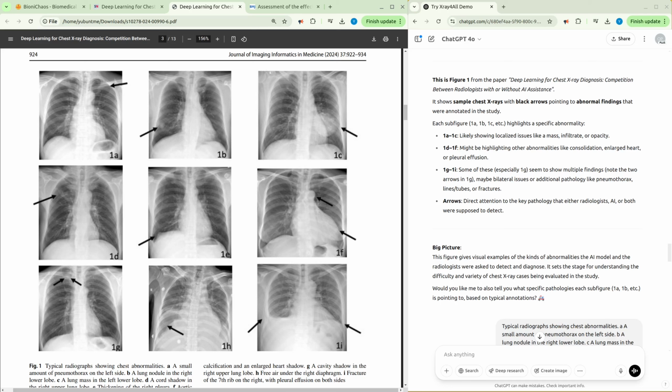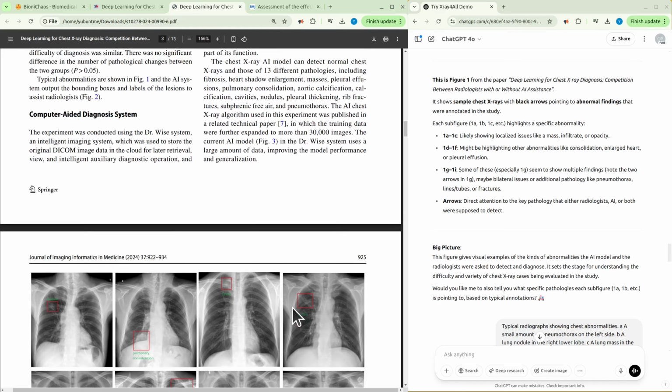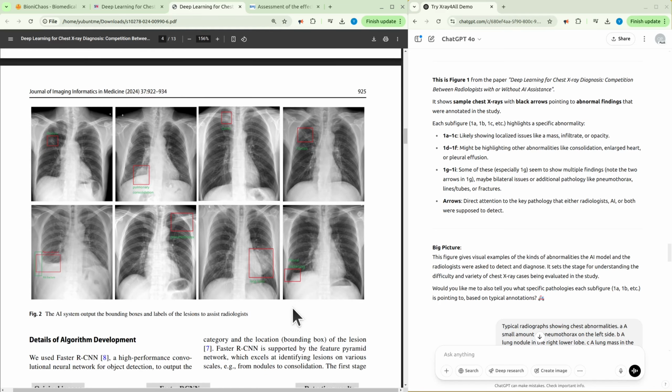E, thickening of the lining of the right lung, pleura, possibly due to chronic inflammation. F, calcification in the aorta and an enlarged heart, indicating chronic heart disease. G, a cavity in the right upper lung, often seen in infections like tuberculosis. H, free air under the right diaphragm, usually due to a perforated abdominal organ. I, a fracture in the 7th right rib and fluid around both lungs, pleural effusion. In short, this figure is a visual catalog of different chest abnormalities, helping to show the variety of conditions the AI and radiologists are diagnosing.